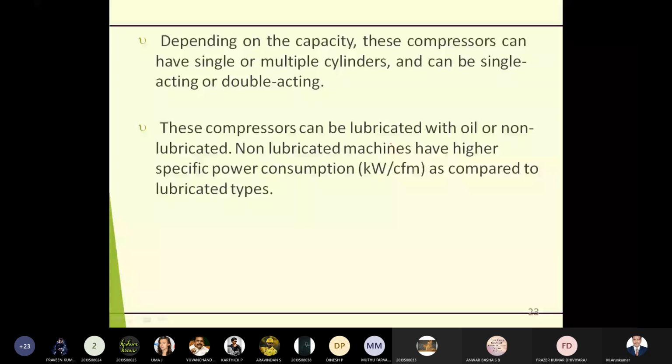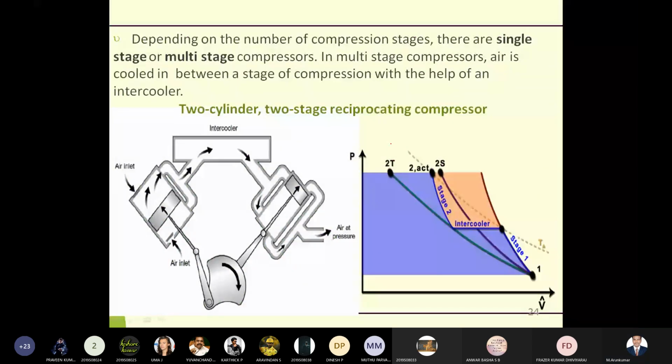Then, depending on the number of compression stages, there are single-stage or multi-stage compressors available. In multi-stage compressors, the air is cooled in between the stages of compression with the help of an intercooler. We will discuss this intercooler and multi-stage compressors in the Brayton cycle, the regenerative Brayton cycle. So already we discussed this. If there is a multi-stage compressor, this is the arrangement. There is a two-stage, then in between we have an intercooler. So we reduce the temperature of the exit air back to the initial state of the starting stage. We know what an intercooler is. Why do we place this intercooler in between the two stages?